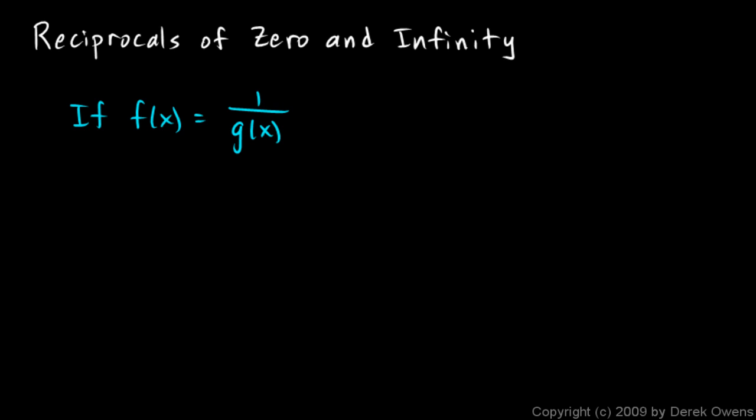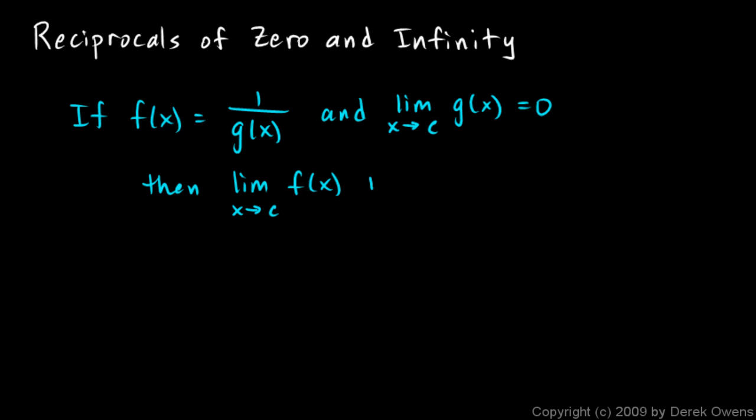Okay, one more comment here before we move on. Reciprocals of 0 and infinity. The following ideas should also be fairly obvious to you based on the things that we've discussed so far. I'm going to write it like this. If f of x is equal to 1 over g of x, so functions f and g are reciprocals, and the limit as x approaches some value, I'll say x approaches c, the limit as x approaches c of g of x is 0, then the limit as x approaches c of f of x is infinite.